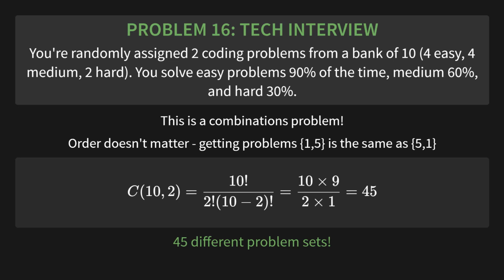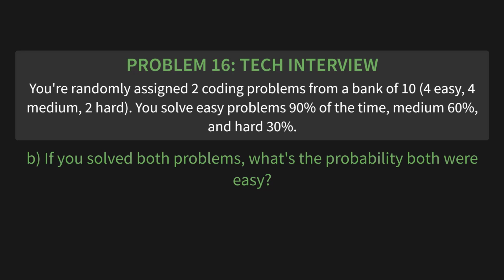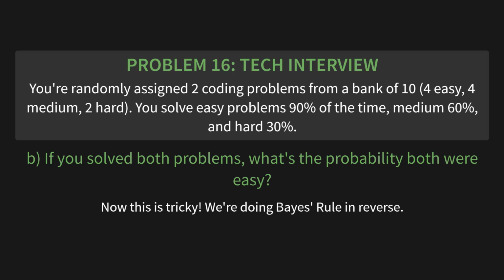Now here's where it gets really interesting. Suppose you just crushed the interview, solved both problems perfectly. Given that stellar performance, what's the probability both problems were easy? This is where most people's intuition goes wrong. You might think, I solved them both easily, so they were probably easy problems. But let's see what Bayes' rule says. We need to think about this backwards.